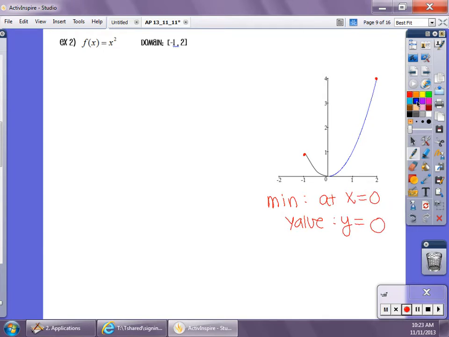Does this now have a maximum? Yes. At x equals 2 with a value of, it says value of 4. Perfect. So now that I changed the domain, I've just changed the problem. I made it have a maximum.